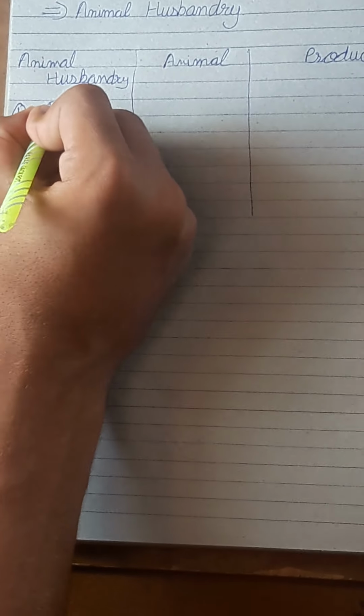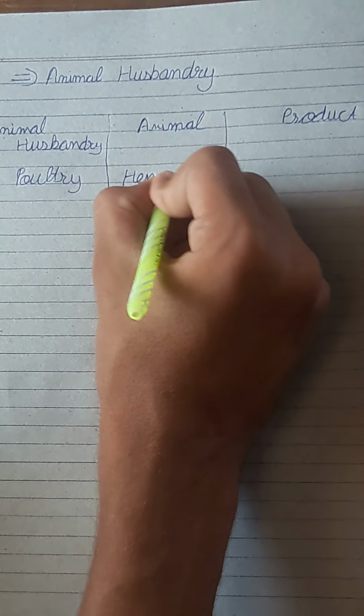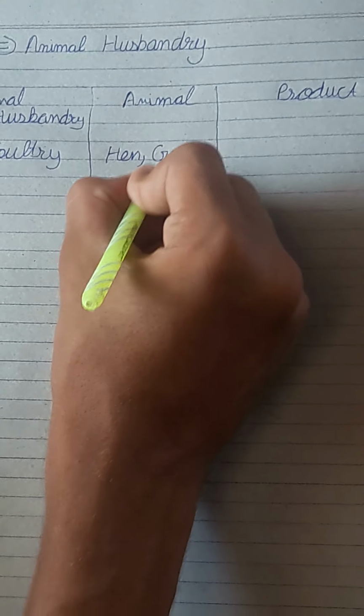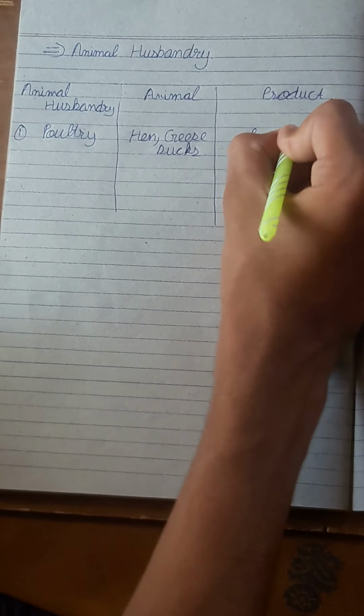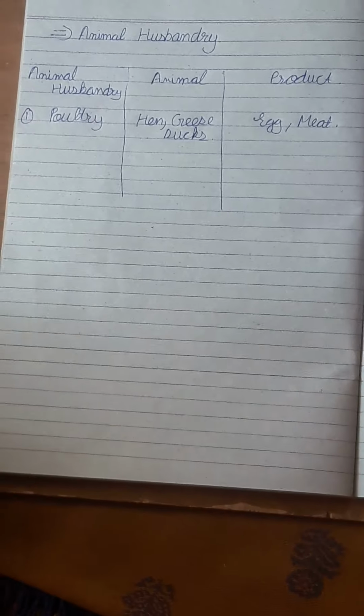So first is poultry farming, which includes hen, geese, and ducks. From these we obtain eggs and meat. So they are reared for eggs and meat.